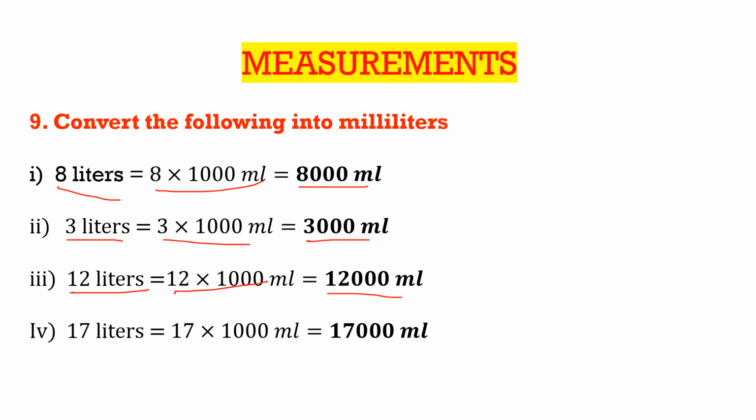Fourth bit is 17 liters. We have to convert 17 liter into milliliter. We know 1 liter equal to 1000 ml. So multiply 17 with 1000 ml, equal to 17,000 milliliter. So we get 17 liter equal to 17,000 milliliter.